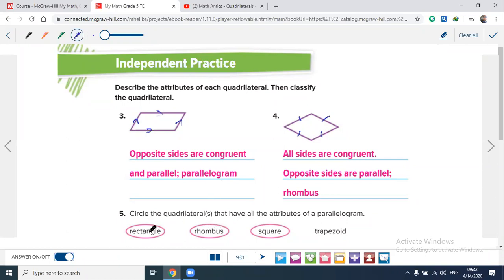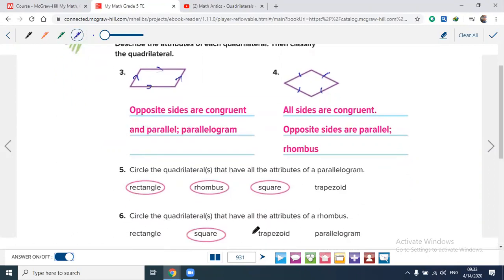A rectangle is a parallelogram with 4 right angles. A rhombus is a parallelogram with the same attributes, but with what? With 4 congruent sides. A square is a parallelogram with both 4 congruent sides and 4 right angles. Okay. Down for the next one here. Circle the quadrilaterals that have all the attributes of a rhombus. Which of these quadrilaterals has the same attributes as a rhombus? A square. A rectangle has right angles, but a rhombus doesn't have right angles.